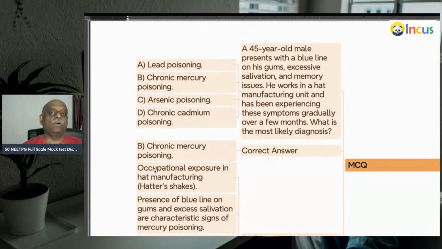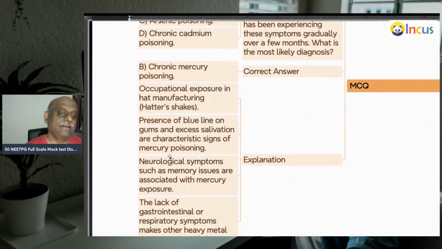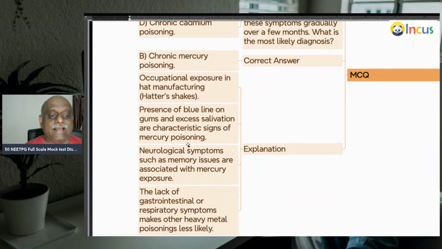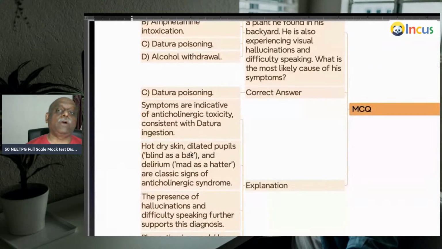A 45-year-old male with a blue line on the gums, excess salivation, memory issues. He works in a hat manufacturing unit. And what is that, doctor? Occupational exposure in hat manufacture. Presence of blue line in the gums, memory issues, that is all chronic mercury poisoning.